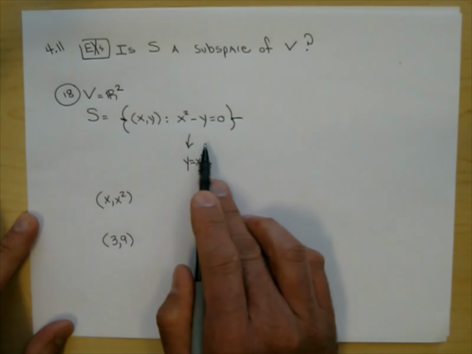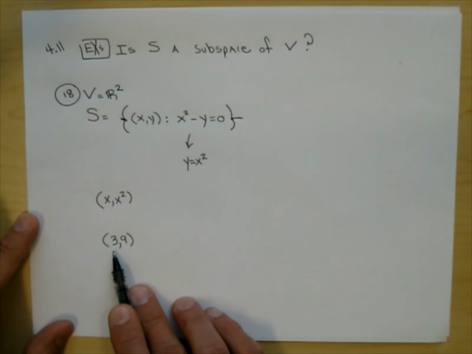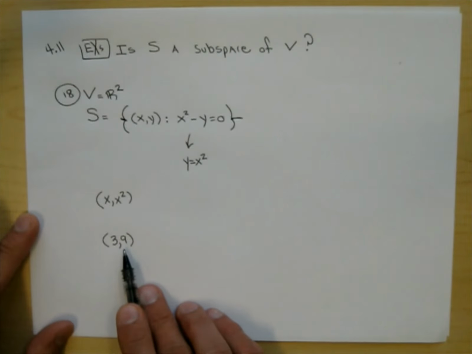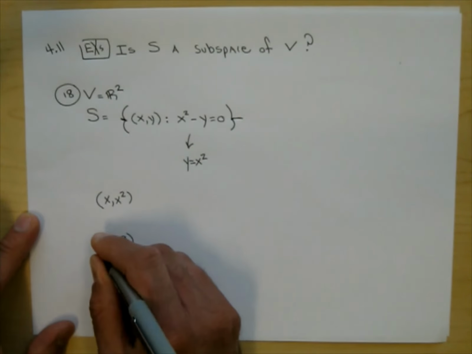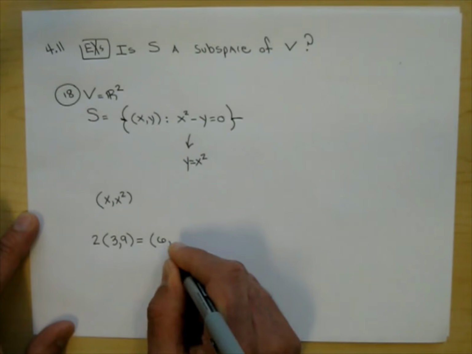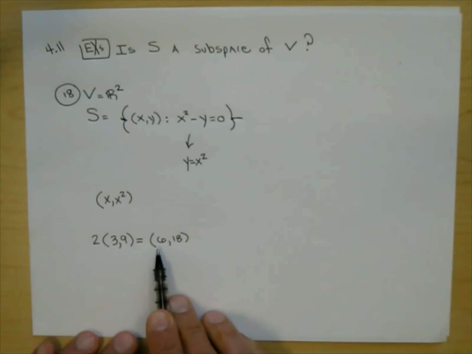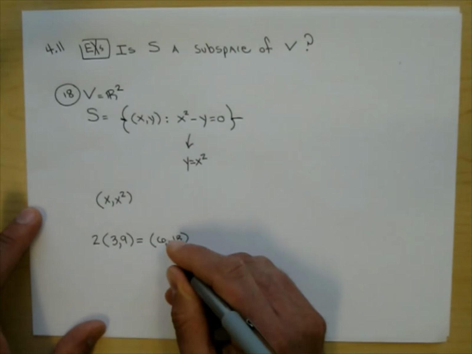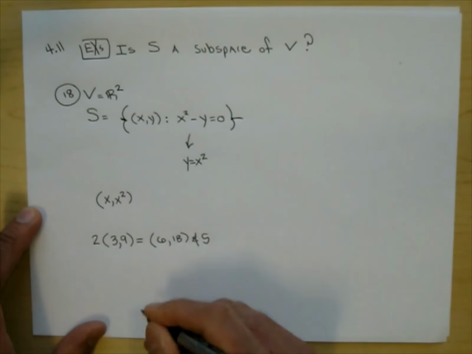To be in this party circle, to be in set S, your first coordinate could be whatever it wants to be, but the second coordinate has to be the first coordinate squared. So perhaps I go 2 times that. What do I end up getting? 6, 18. So this guy right here could be whatever, but this would have to be 36 if that was 6. So this 6, 18 is not in the party circle. So the answer is no.